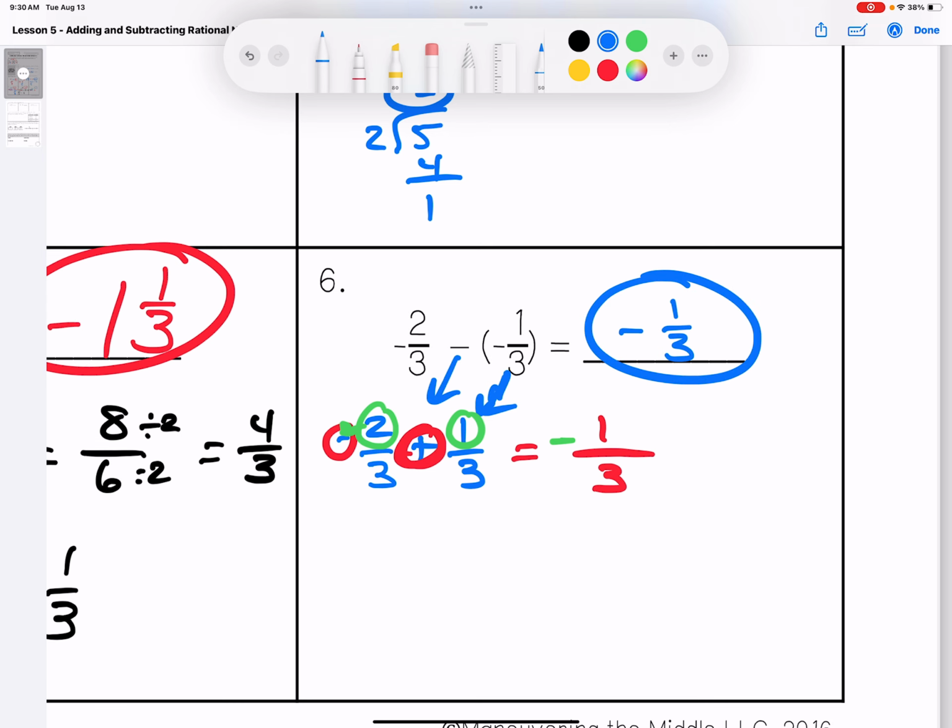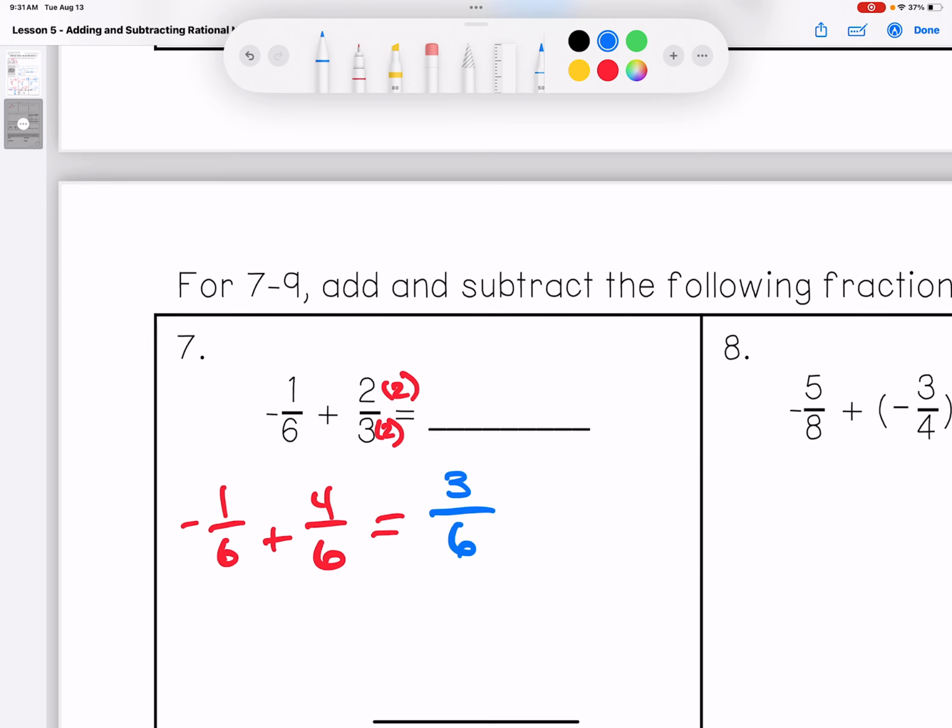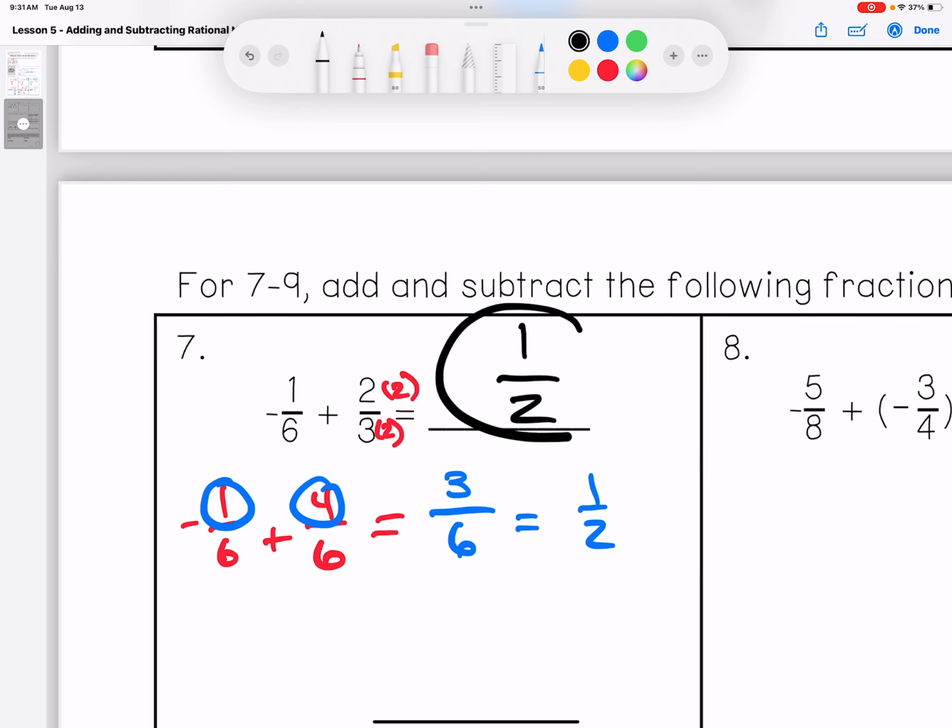We are adding, and they are opposites, right? So we actually do what with 4 and 1? We subtract. 3/6 will simplify into 1/2. Is the answer positive or negative? Go back. Which one of those is further from 0? I think the positive 4 is, if I'm correct. So the answer would be positive 1/2.